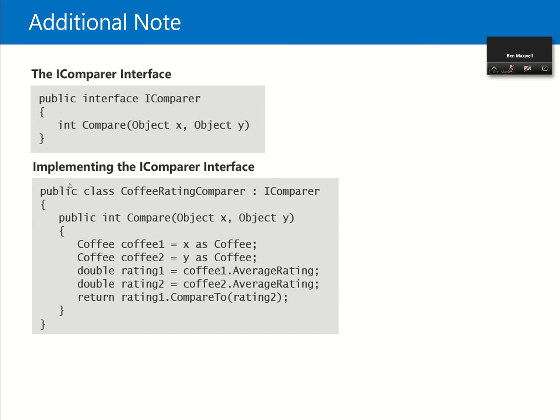Let's say you already have a class or a structure called coffee. You instantiate coffee 1 and coffee 2, and then you have a rating 1 and rating 2. So you assign the rating: coffee 1 dot average rating equal to rating 1, and coffee 2 dot average rating to rating 2.